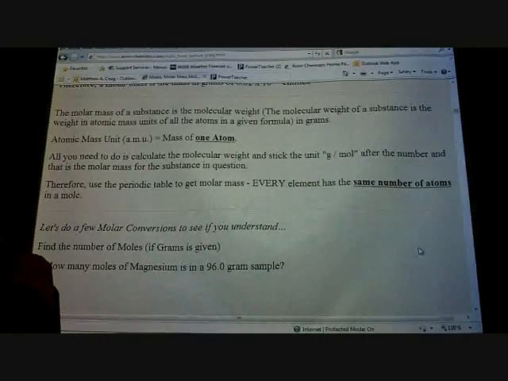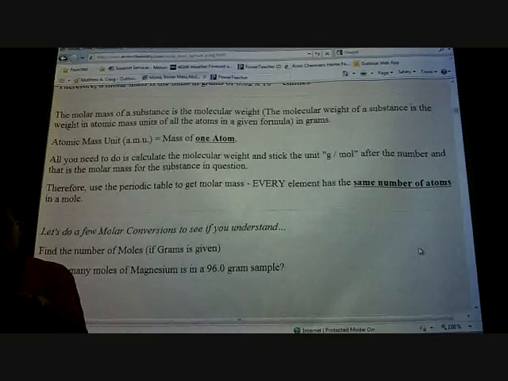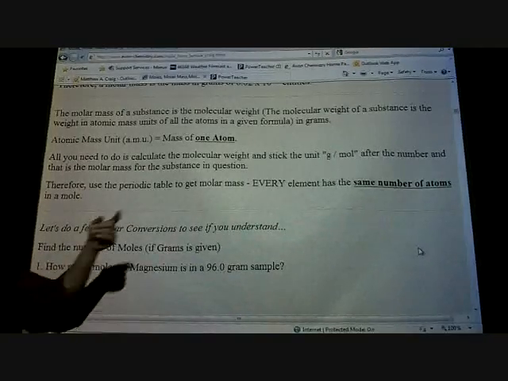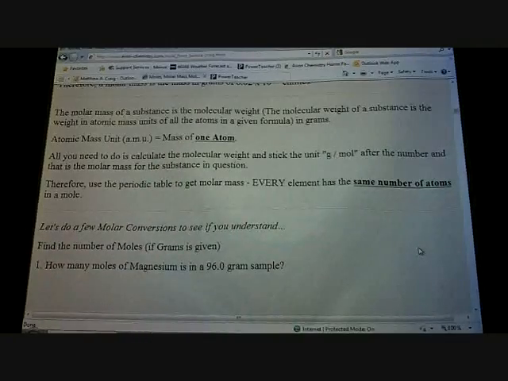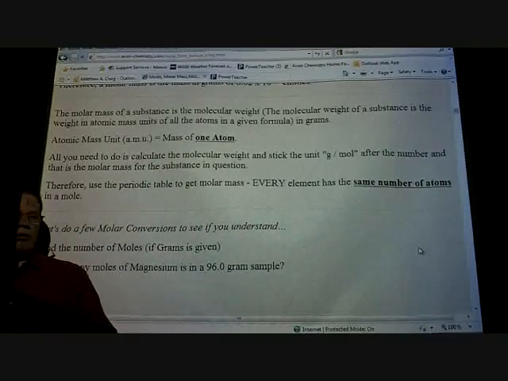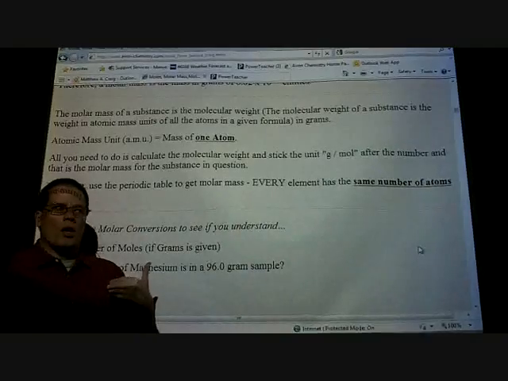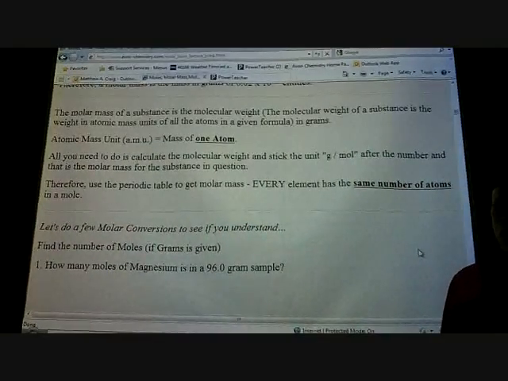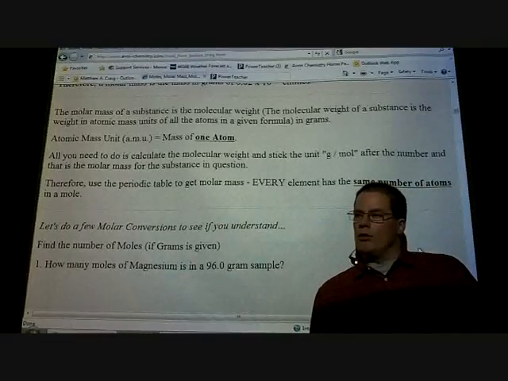Atomic mass unit, which I will rarely use this topic, or 1 AMU, is the mass of 1 atom. Don't worry about that. We're going to be using grams from this point on. But if you ever down the road in your chemistry career hear about an AMU, that just means it's an atomic mass unit.